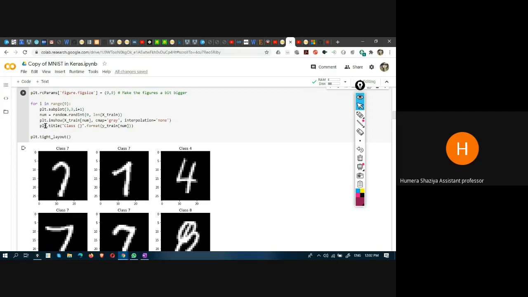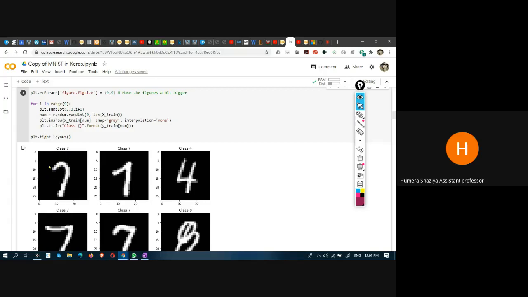Num is some random number. And what are you doing? Imshow is a function in PLT. Imshow means showing the image. Which image you are showing? Some random number image, X train num. And it should be in grayscale, and you don't need any interpolation. And then the title is class, and the title here you are putting as its class.